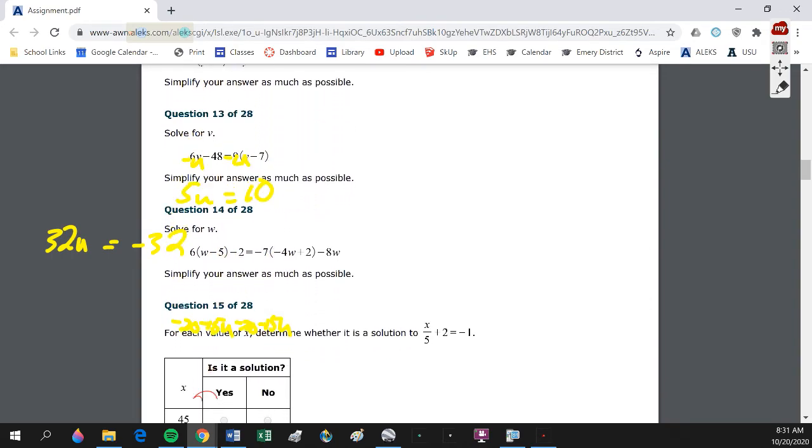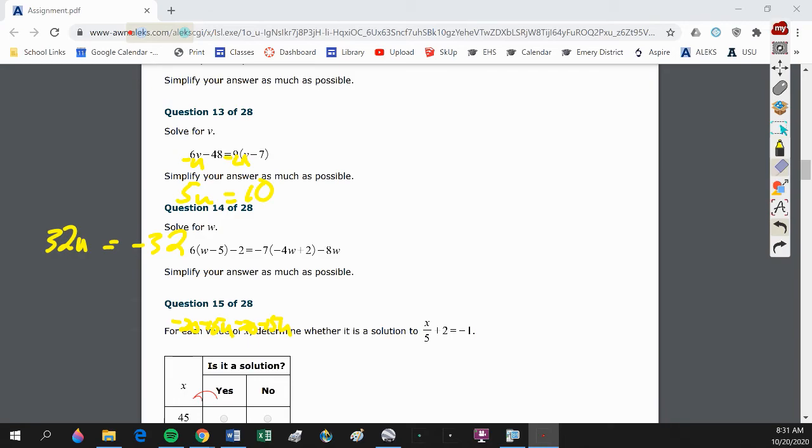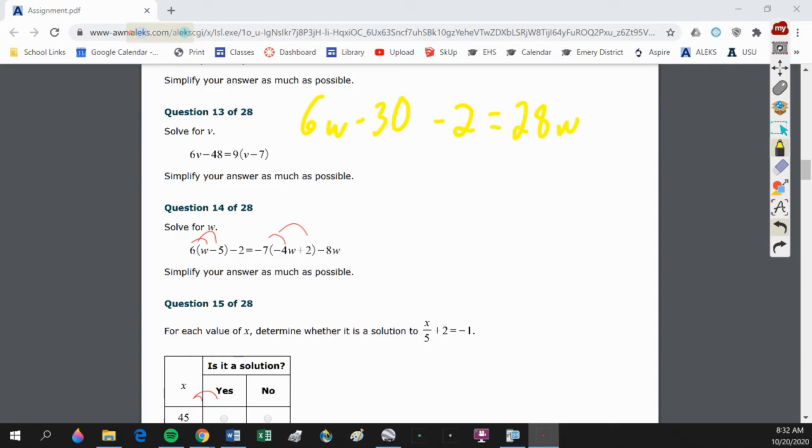Oh, 14. 14 kind of puts everything we've done into one problem. So let's distribute the 6 and distribute the negative 7. The left side would be 6w minus 30, and then subtract 2, is equal to 28w minus 14 minus 8w.